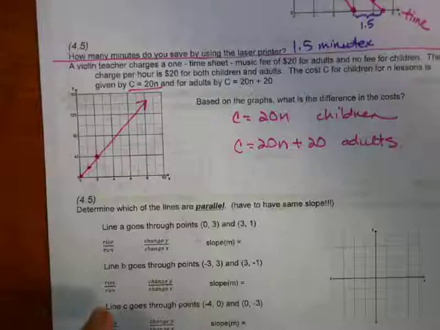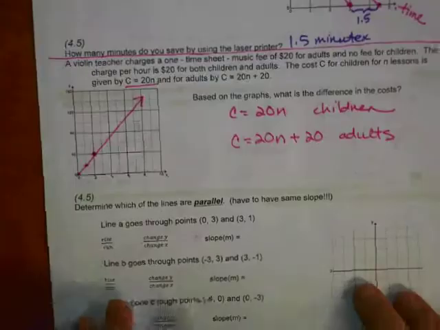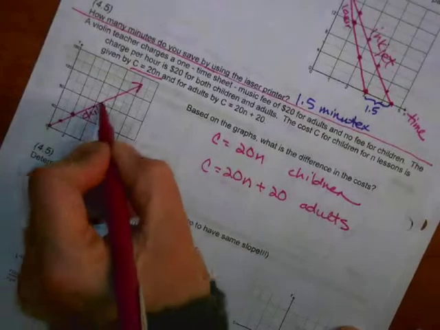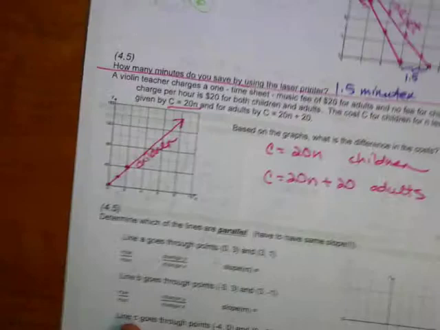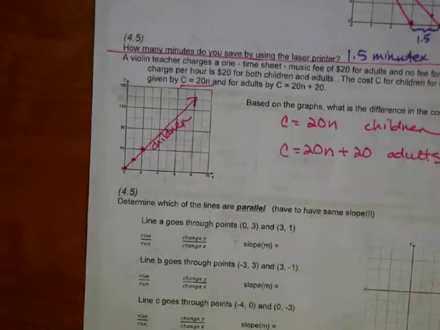This goes forever because there's no limit on how many lessons they can take. Correct? Well, you know what I mean. Or they're not children anymore, or whatever. Okay. That's the children graph.